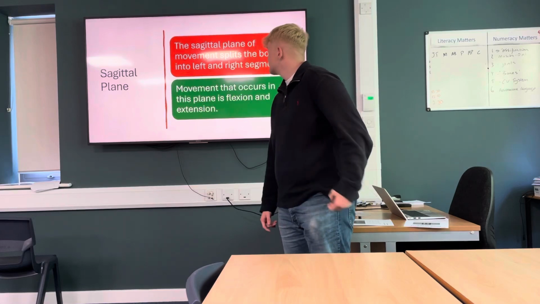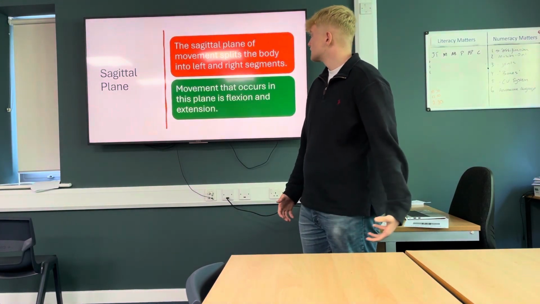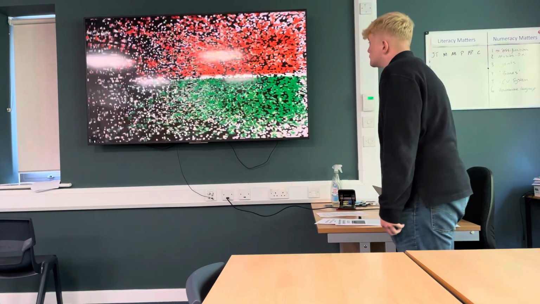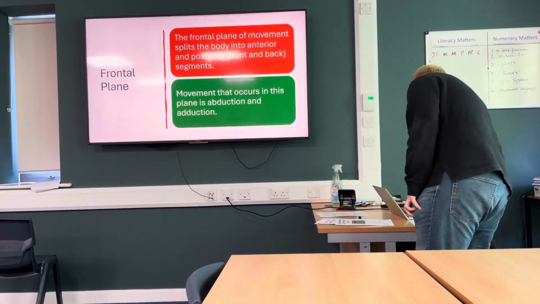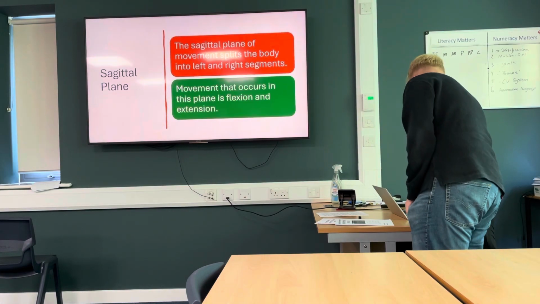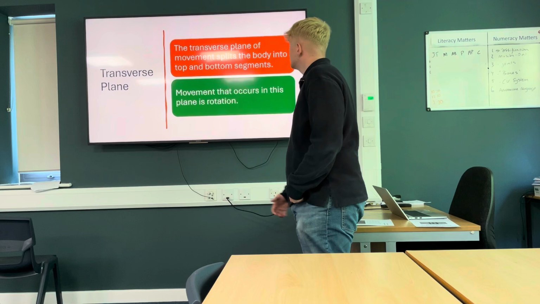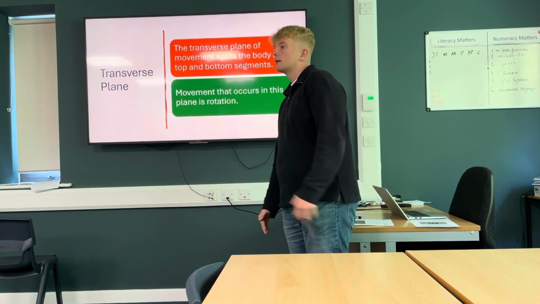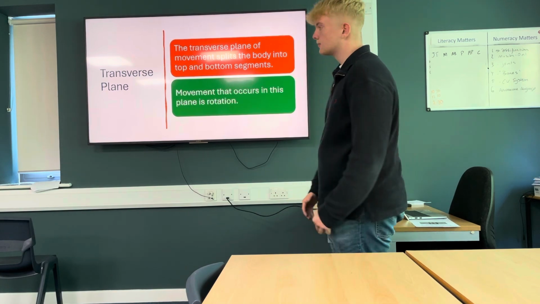The sagittal plane of movement splits the body into left and right segments. Movement that occurs in this plane is flexion and extension. The transverse plane splits the body into top and bottom, or superior and inferior. The movement that occurs in this plane is rotation.